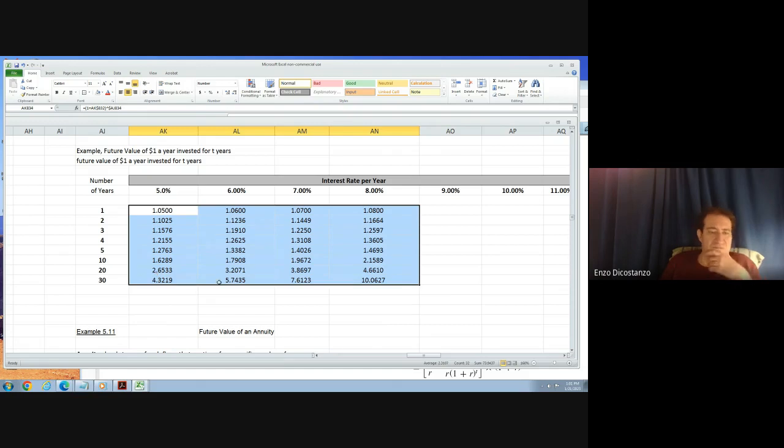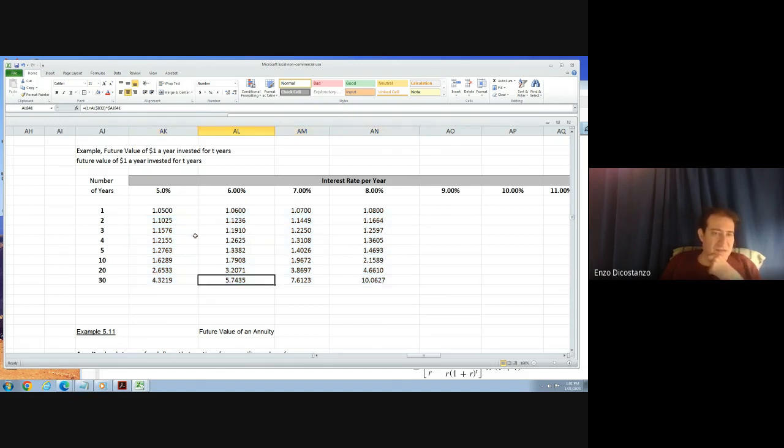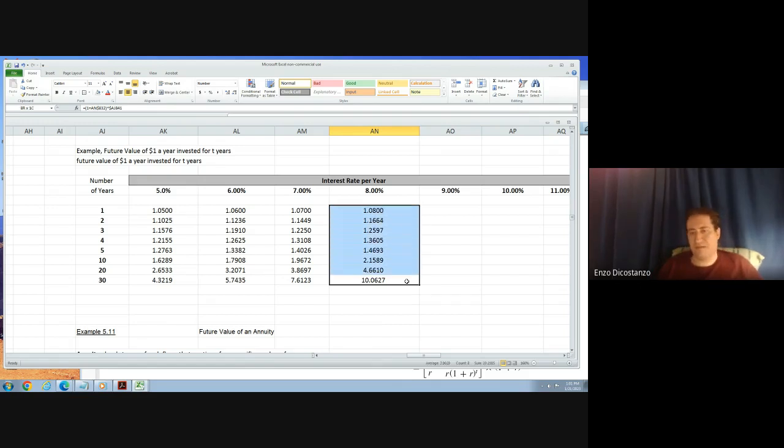See, much better. So what that means is a dollar invested for 20 years at 6% will grow to $3.20. A dollar invested for 30 years at 8% will grow to $10.06. And see how quickly you can do this.